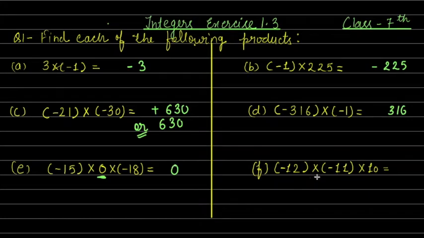Now minus 12 into minus 11 into 10. So minus 12 into minus 11 will be 132. 12 into 11 is 132, and minus becomes plus, and into 10 as it is, which gives you 1320.